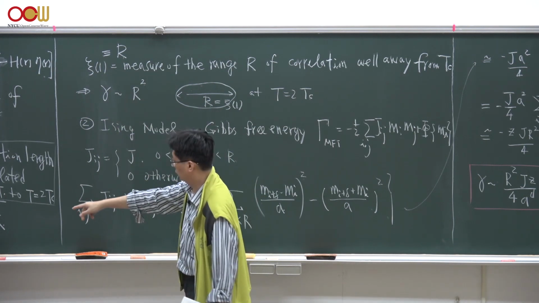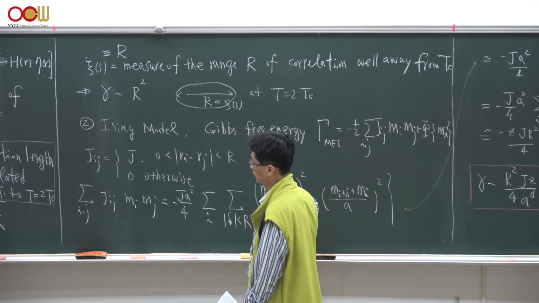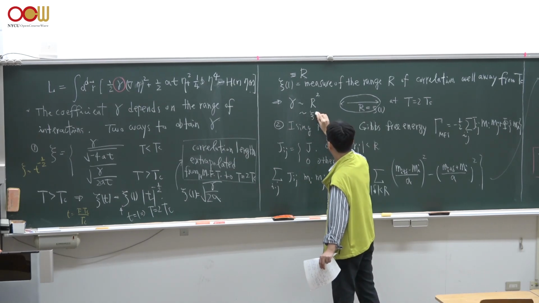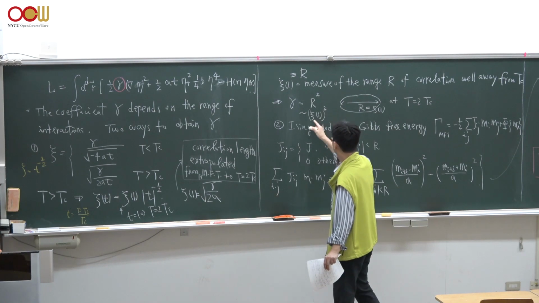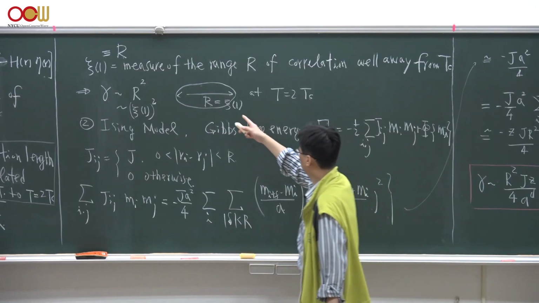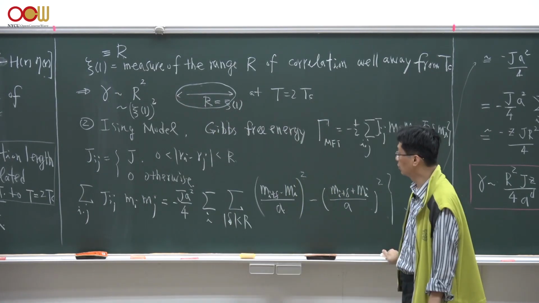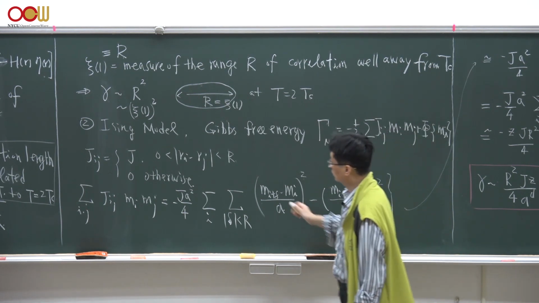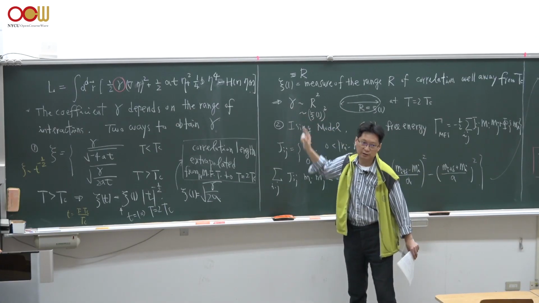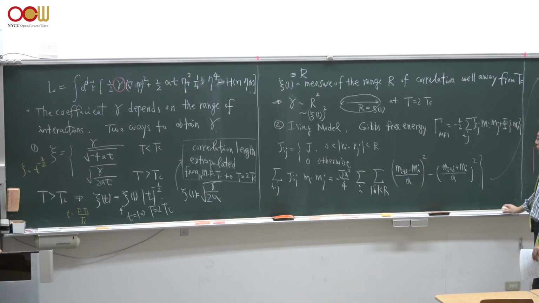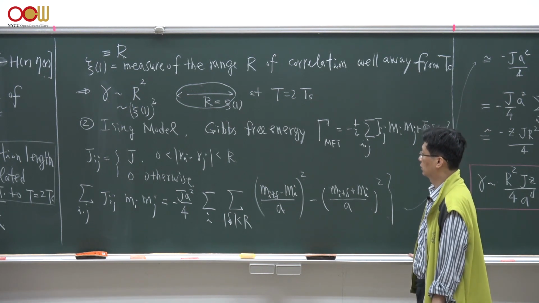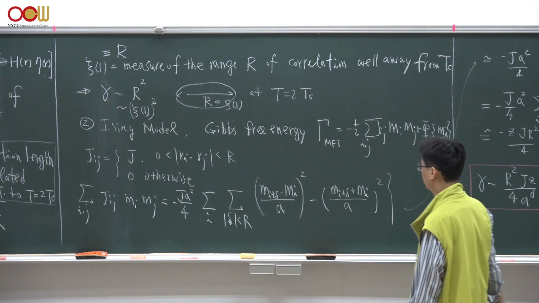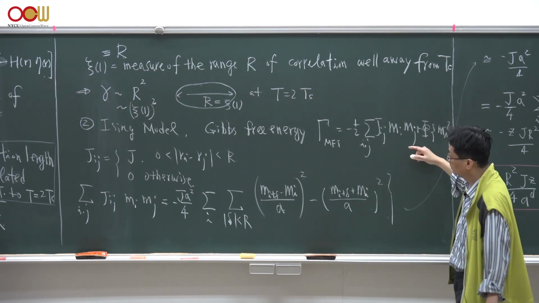And this completes the circle: if we relate these two, we get that gamma is proportional to the square of Xi 1. But we know that Xi 1 is the range of your interactions, or the range of the correlations at T equal to 2 times Tc. This is the first way to show that gamma has a meaning, which is the square of your interaction range.